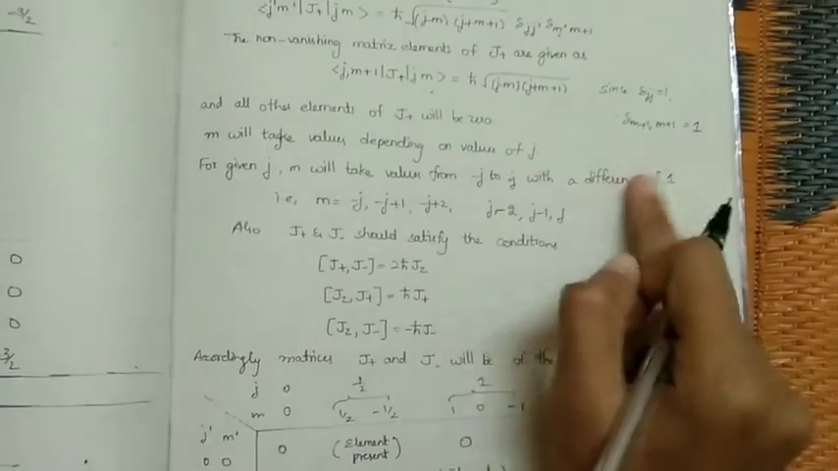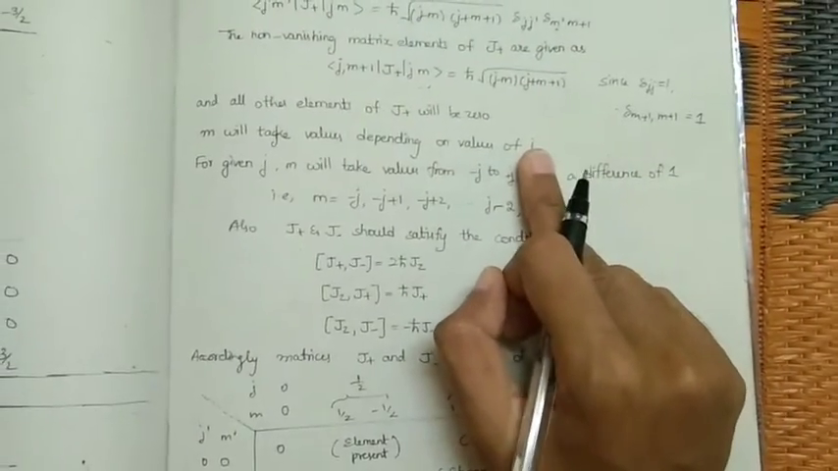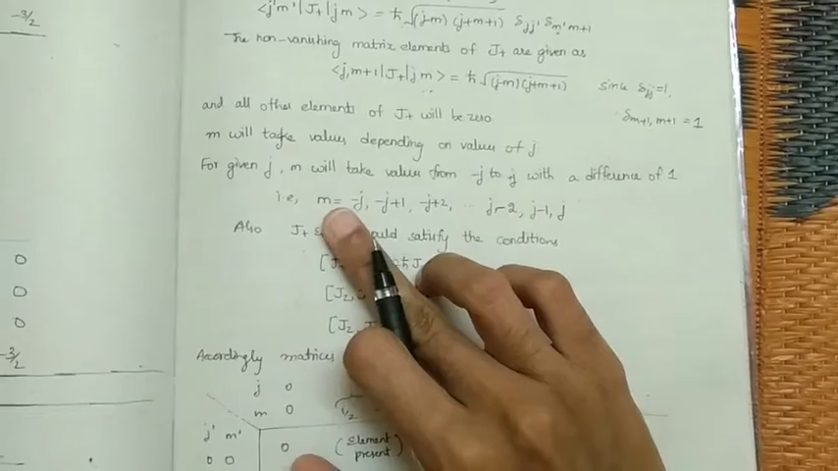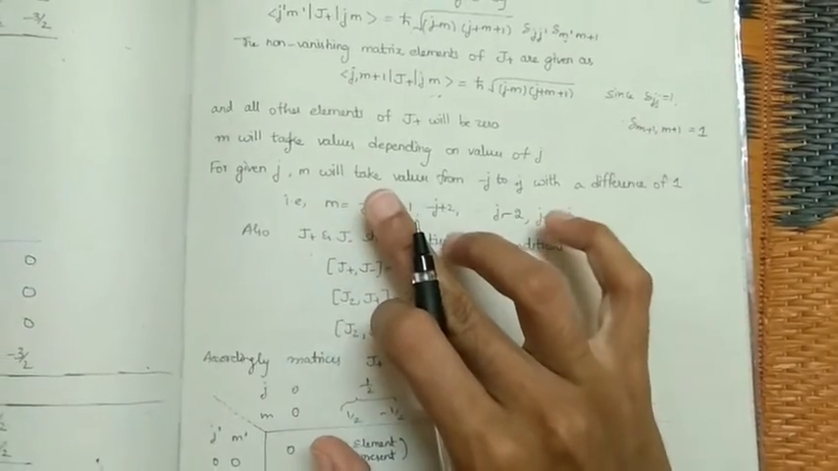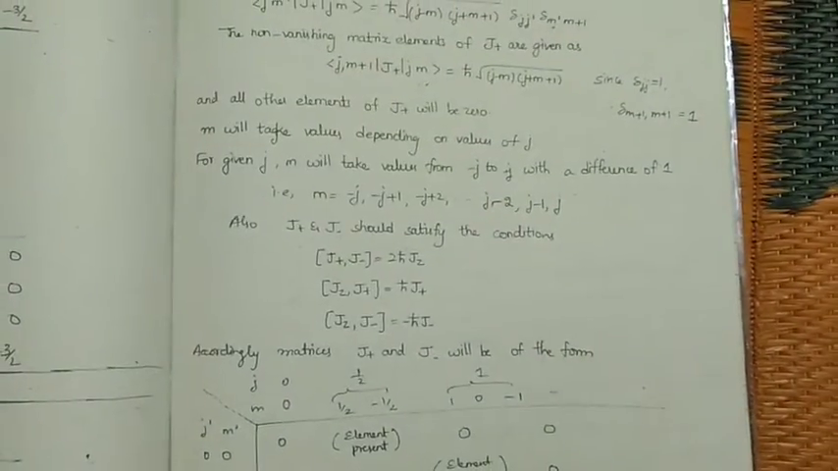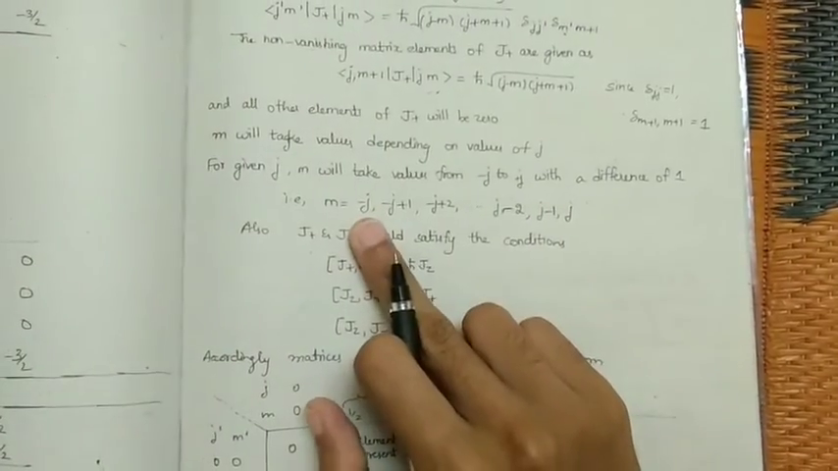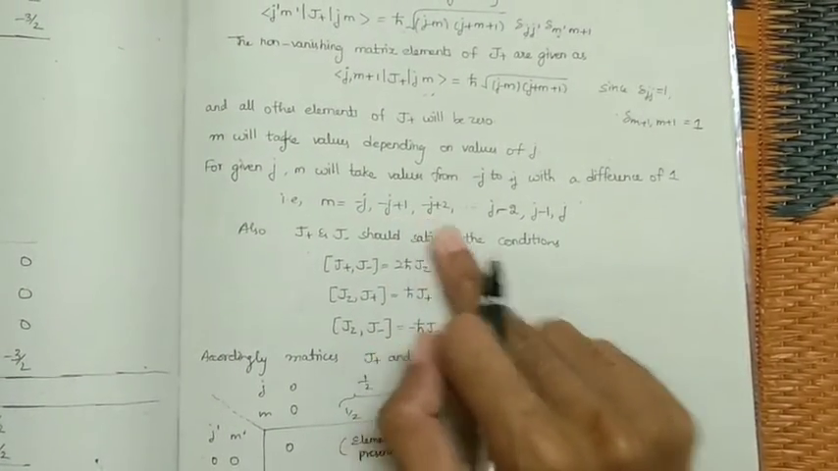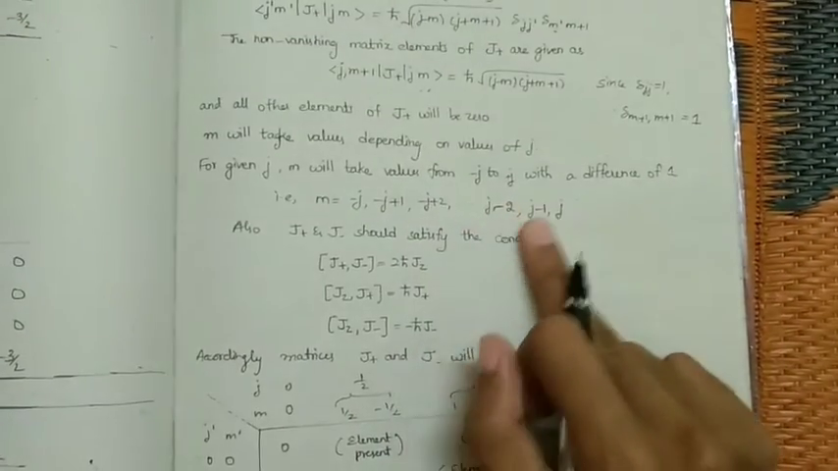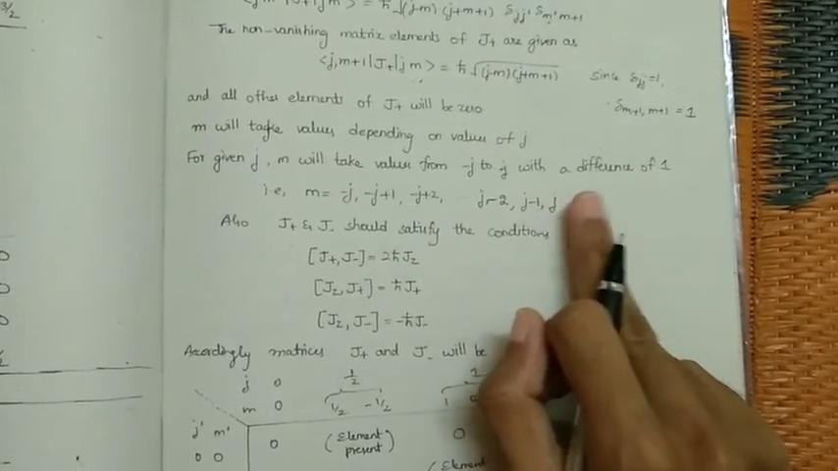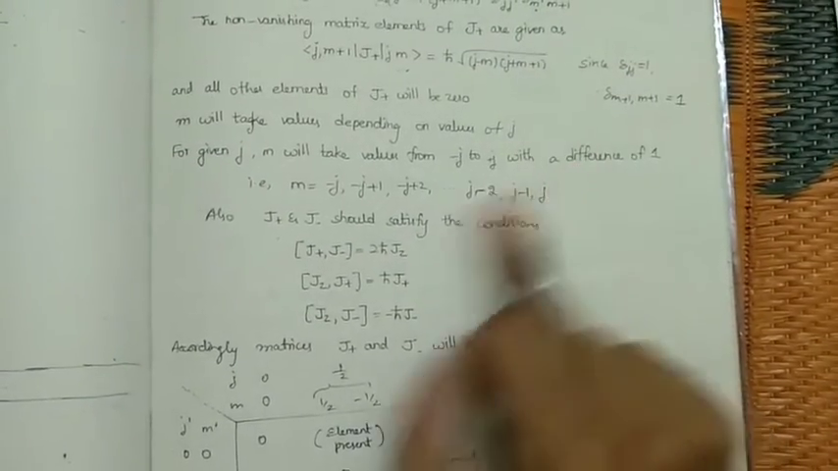This we already know from the allowed values of angular momenta. So m can take values from minus j to plus j with a difference of 1 between those values. So minus j plus 1, minus j plus 2, like that. We need to go on increasing by 1. So finally we would get j.